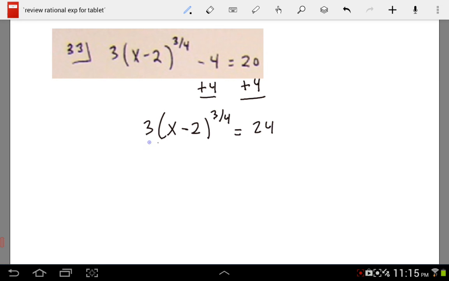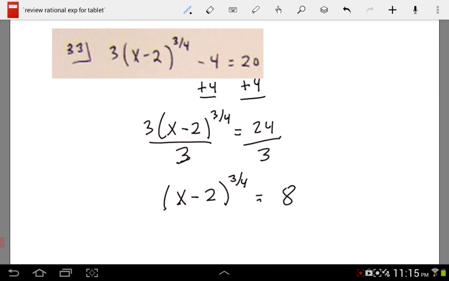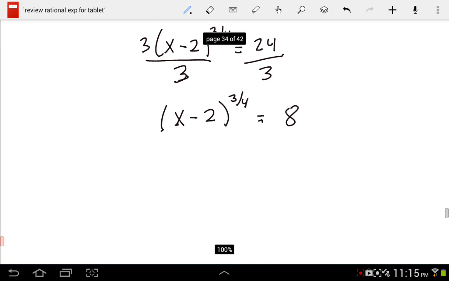Okay, now we can get rid of our 3. That's going to be 8 there. Okay, so now what we want to do is we want to get rid of the 3/4 power. So to get rid of the 3/4 power, what we can do here is just raise it to the reciprocal power. So the reciprocal of 3/4 would be 4/3.